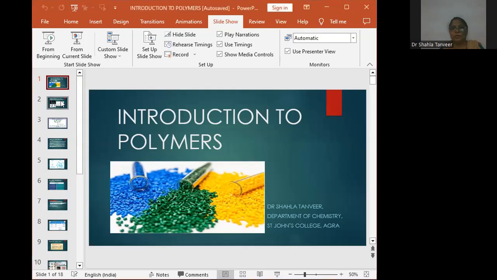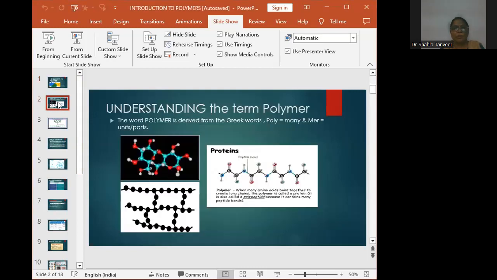Now first of all, let us understand the term polymer. Polymer is derived from the Greek root poly means many and mer or meros means part or segment. Polymers are very large molecules as compared to simple molecules like water, which is made up of three atoms, two hydrogen atoms and one oxygen atom in it.